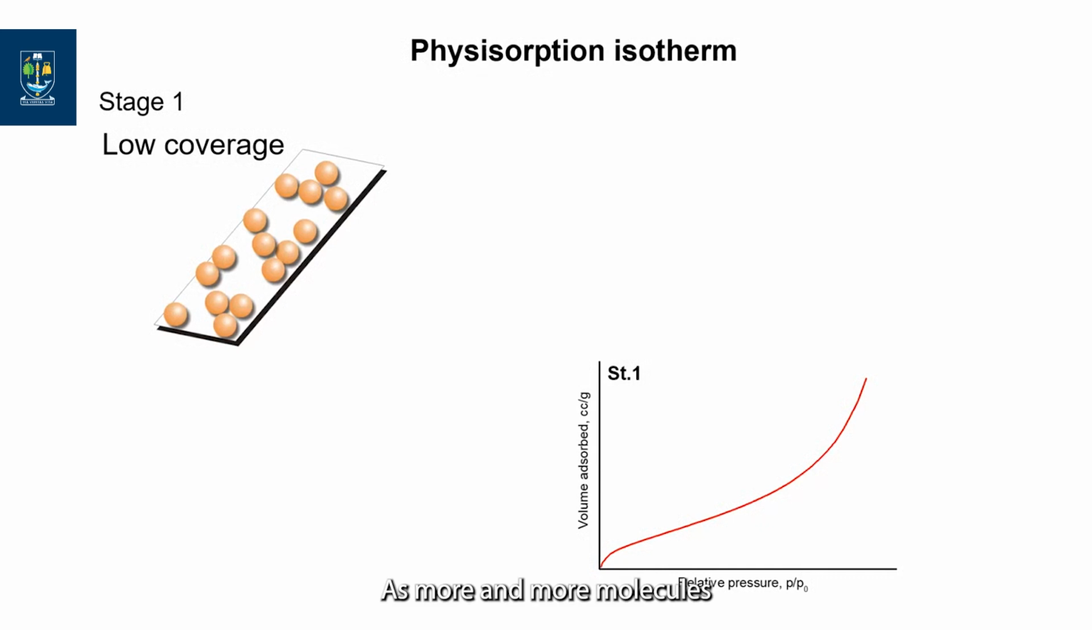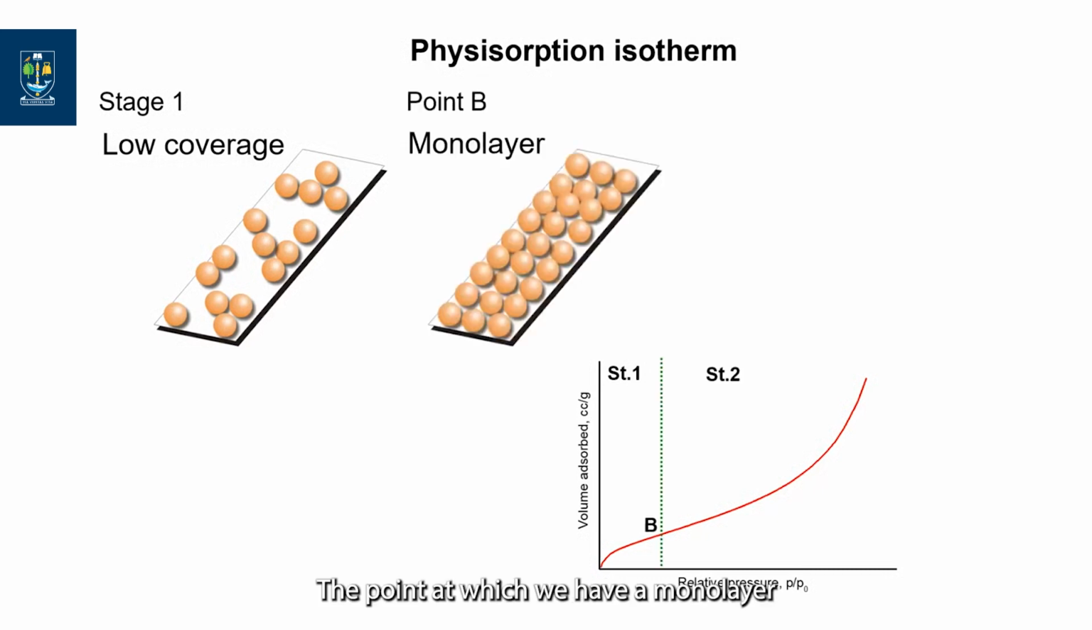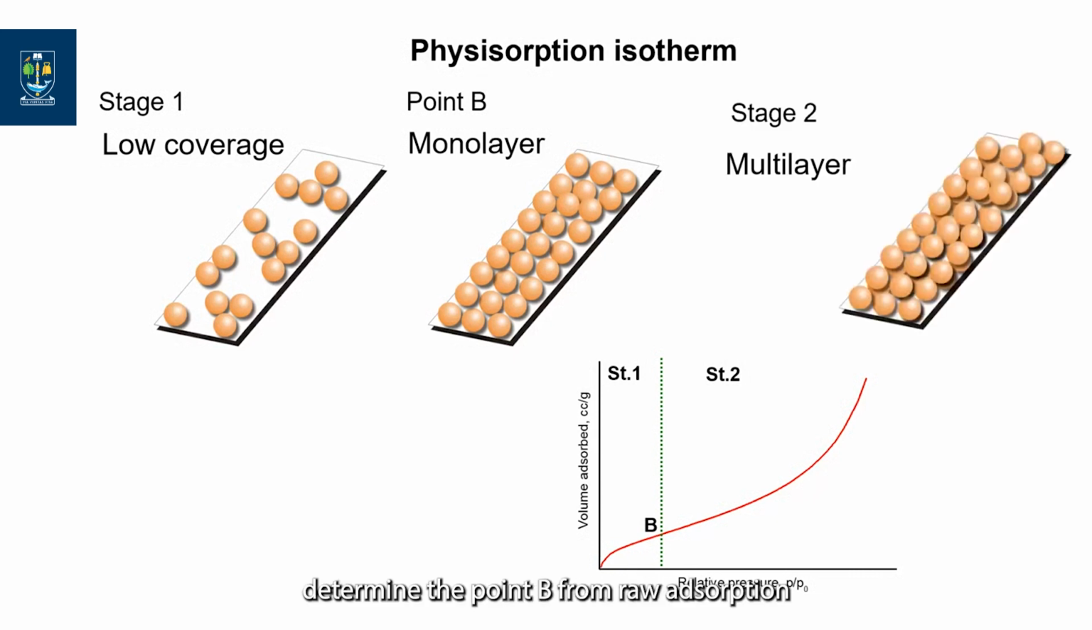As more and more molecules cover the surface, we will finally reach the point when a monolayer is formed at the surface. The point at which we have a monolayer is commonly called point B. If we knew the exact location of point B, we could calculate the area covered by nitrogen molecules and the surface area of the sample. However, the adsorption process is driven by weak forces, and nothing stops the gas from adsorbing on the surface after the monolayer is formed. Therefore, it's not easy to determine point B from raw adsorption data alone.